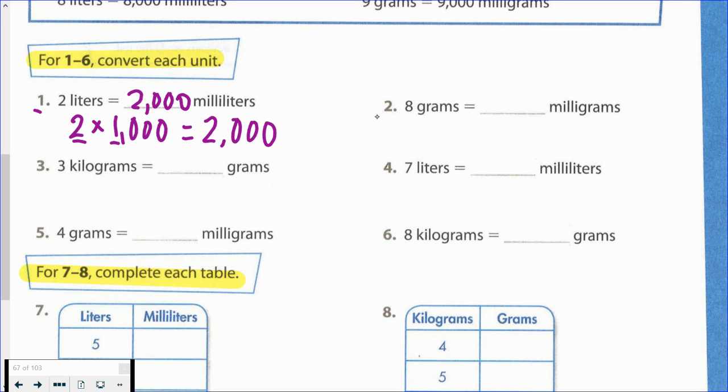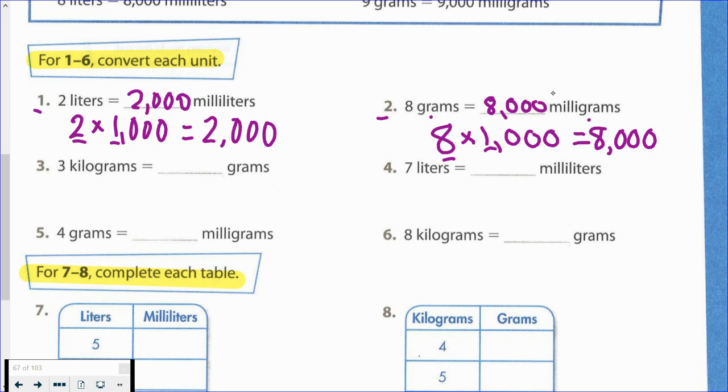Okay. Looking at number 2, we have 8 grams. We're going from grams to milligrams. So 8 grams. There are 1,000 milligrams in each one. So set up an equation. Use your zeros trick. We underline what's not a zero. We get the basic fact of 8 times 1. Stick on the zeros, and we get 8,000. Okay, so don't forget to go back and complete numbers 3, 4, 5, and 6.